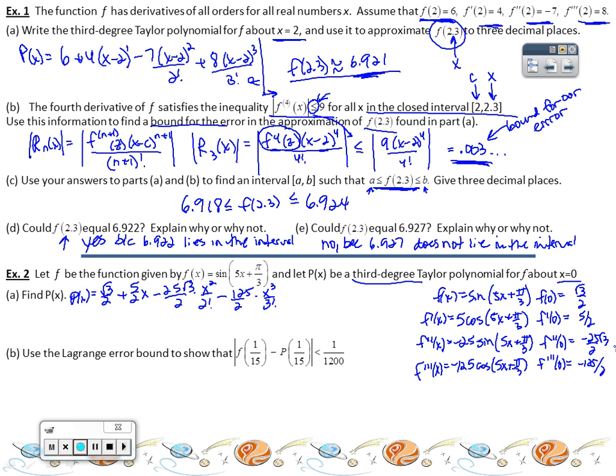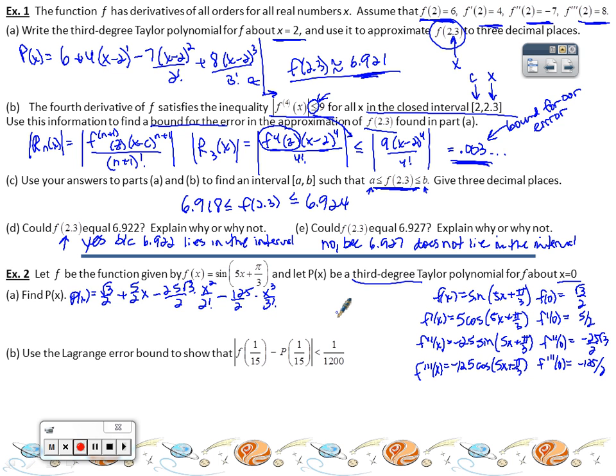Okay, now there's not a need to simplify your Taylor polynomial. There really isn't. You can leave it like that. Notice how I just put the derivative value here times, we're centered at 0, so it's a bit easier. And there's our polynomial. Okay, so we got that done. Part A, find P of x.